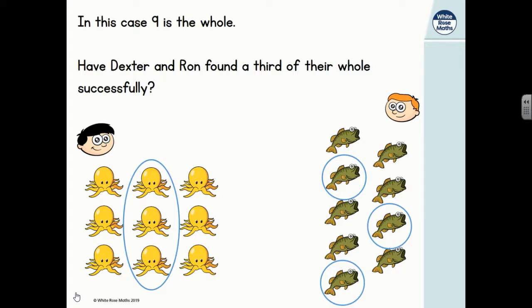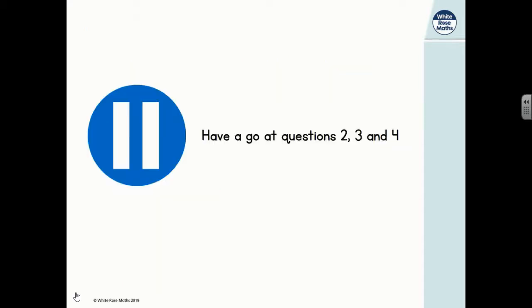Yes, they both have. Both children know that 1/3 of 9 is 3. They've both circled either 3 octopuses or 3 fish. They did it in different ways, though. Both are correct. Whose way was more efficient? Yes, I think Dexter's way was more efficient. Pause here. Have a go at questions 2, 3, and 4 and try to think about being as efficient as you can.